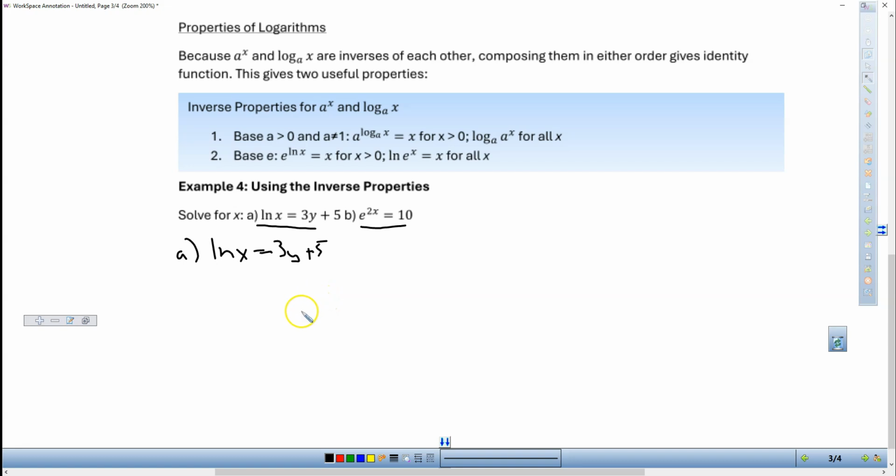What we want to do is solve this. If you recall, we have a natural log here. How can I get rid of a natural log? The inverse function is going to come in handy. I'm going to use the inverse of the natural log, which is e to the power of something. So I say e to the power of the natural log of x, and of course if I do it to one side, I have to do it to the other, so it's going to equal e to the power of 3y plus 5.